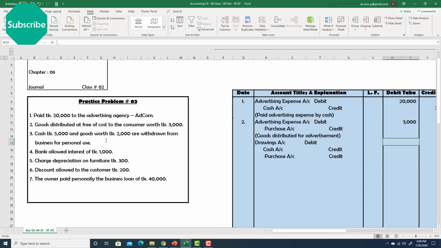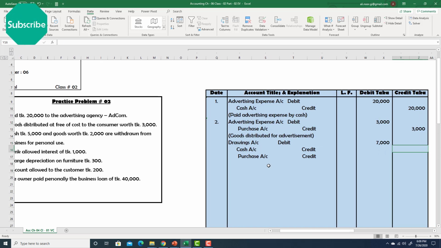Okay, so right here 5 plus 2 equals 7,000. So 7,000 here debit, credit them cash account 5,000 and goods account, or purchase account. For goods, purchase account credit 2,000. We know according to double entry system, always debit equals credit. So if you sum these two credits amount, then you will get debit amount 7,000.